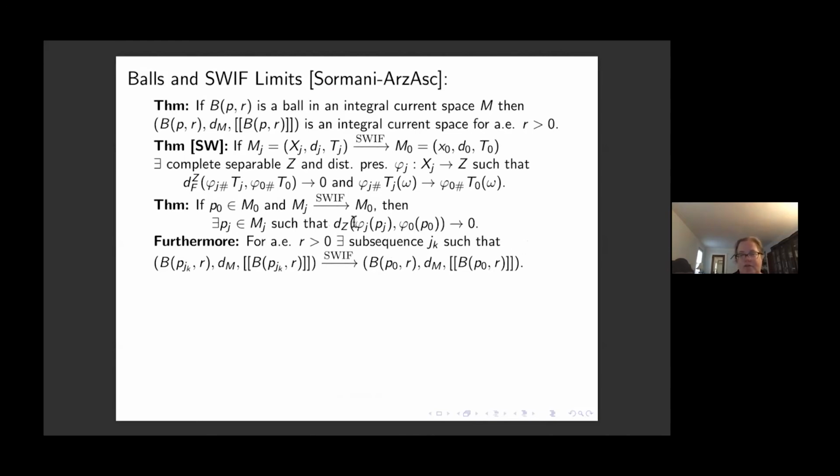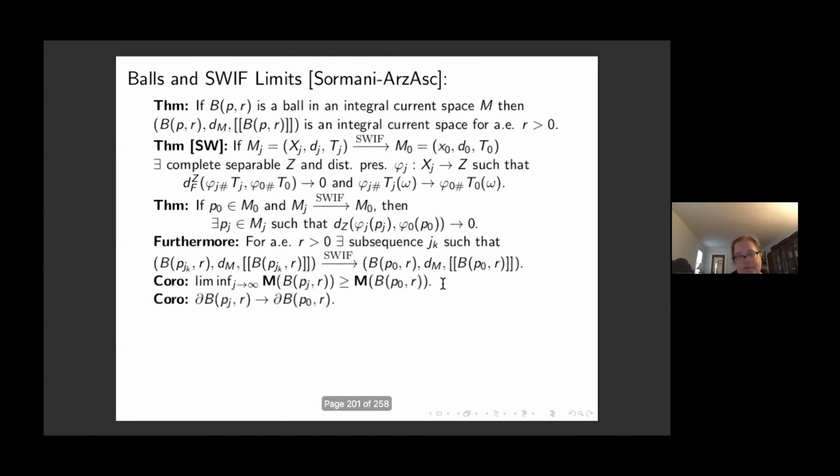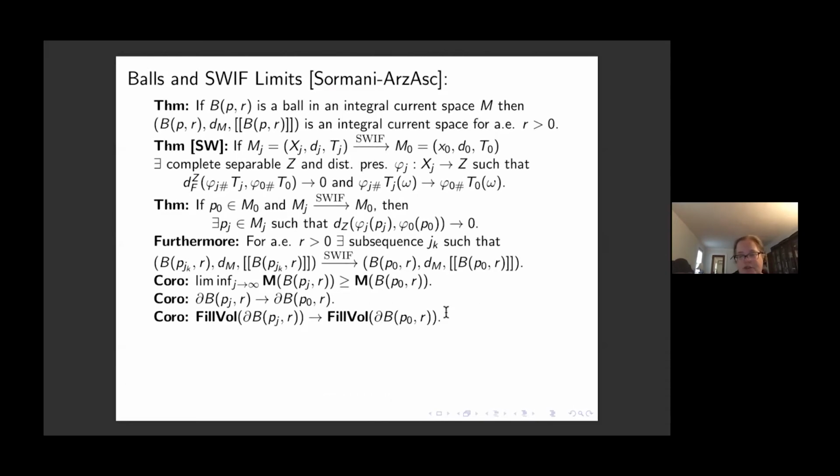Now, there's an "almost every" here because there's an "almost every" over here that the balls even exist. And there's a counterexample in the paper to demonstrate why you need almost every. As a corollary, we know the limit of the mass of the balls is bigger than the mass of the limit. We know that the boundaries of balls converge to boundaries of balls, assuming we're already in the subsequence. And that the filling volumes converge to the filling volume. We defined filling volume in lecture 4.